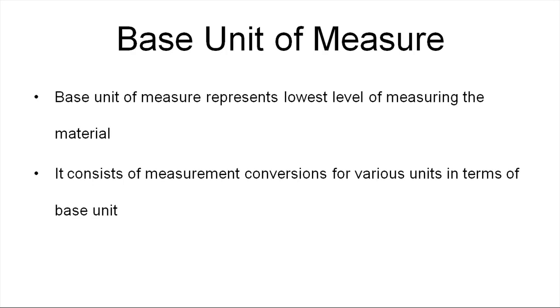Base unit of measure represents the lowest level of measuring the material. For example, a sheet metal is sold in rolls, stored in pallets of sheets, and purchased by truckload, but its base unit of measure is square foot. It consists of measurement conversions for various units in terms of the base unit of measurement.